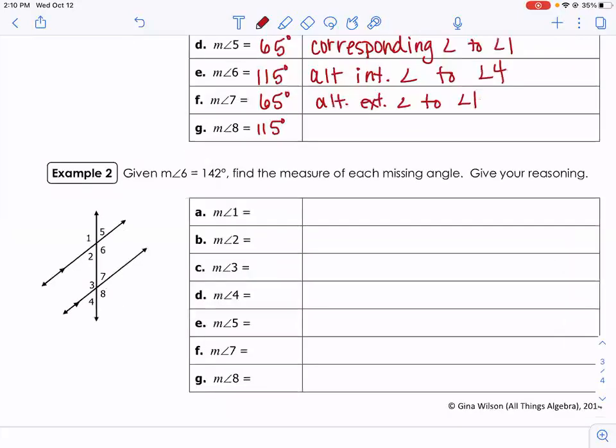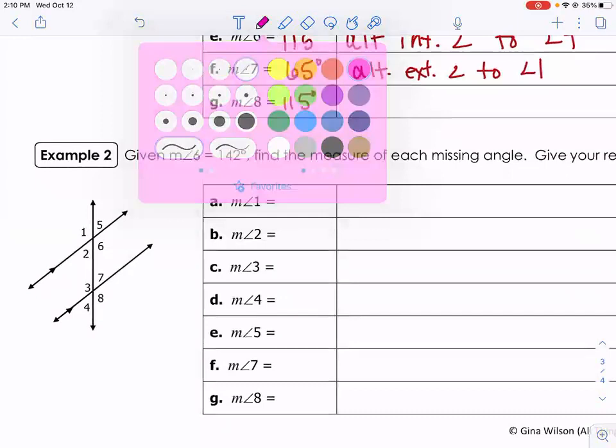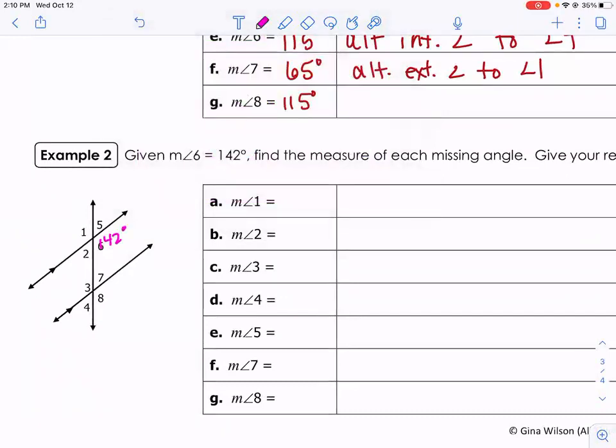Good job, Ben. Okay, if the measure of angle 6 is 142. Colton, what is the measure of angle 1? Dalton, the measure of angle 2. What's the measure of angle 2? 38. Cohen, the measure of angle 3. Drew, the measure of angle 4. Jack, the measure of angle 5. Riley, the measure of angle 7. Serena, the measure of angle 8.